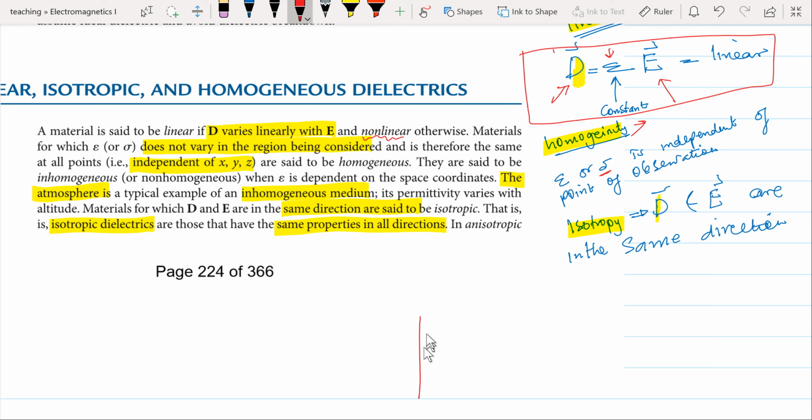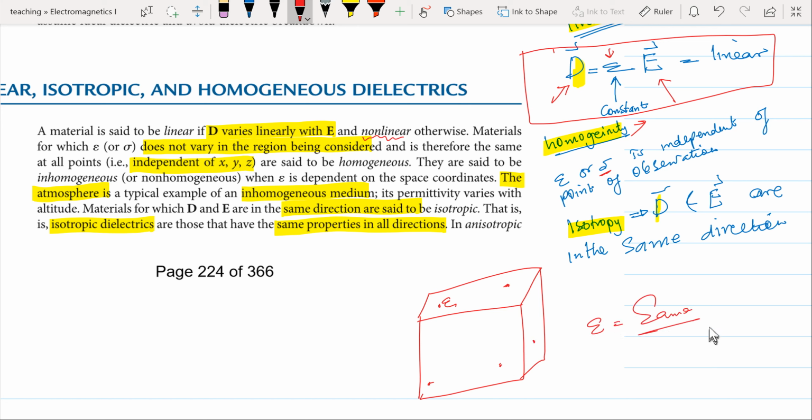Like you have a material here, such that this would be your material. If you measured E at this point, at another point, at another point, at another point, and E is always the same, then the material is said to be homogeneous.